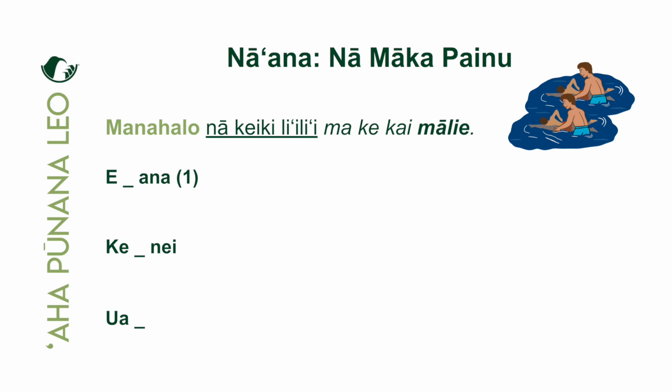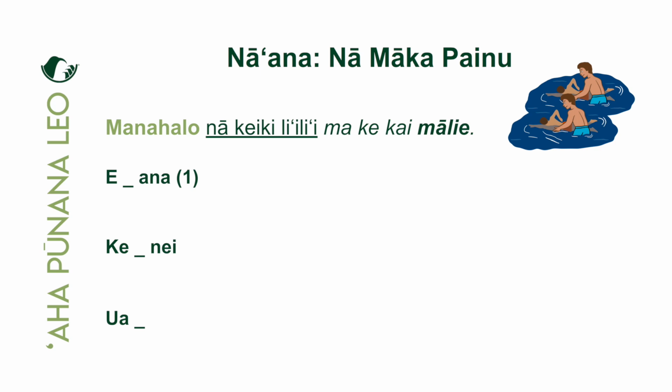What kind of kai? Kai mālie. Yeah, this is the word for calm. So what kind of ocean or sea? The calm sea. Manahalo nā keiki liʻiliʻi ma ke kai mālie. So manahalo is the actual motions of the arms when you're learning how to swim and you're paddling, right? And with the arms. So this word is called manahalo. So that's the action of this pepeke painu kumu. And so what does this mean? Manahalo, to paddle with the arms, as in learning to swim. Who is doing the action of manahalo?